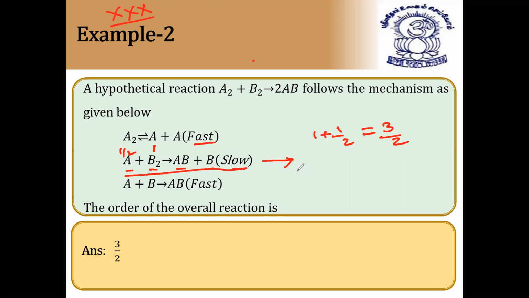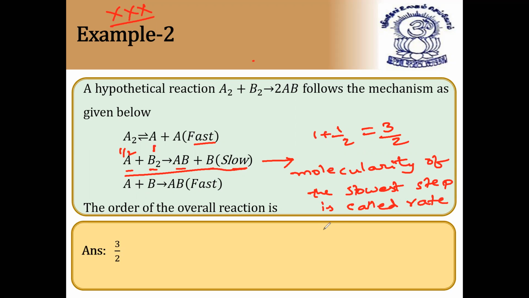The molecularity of the slowest step is called the rate determining step. We already discussed this: the number of molecules involved here is one molecule, and here it is only half a molecule, because the A2 molecule is there but only the A atom reacts, so half a molecule. So 1 plus 1 by 2 is equal to 3 by 2. I hope it is clear.